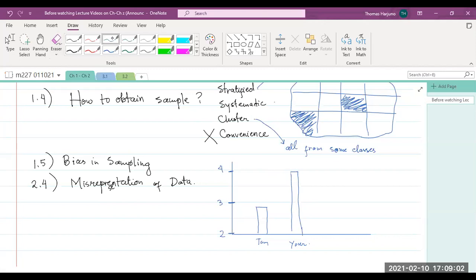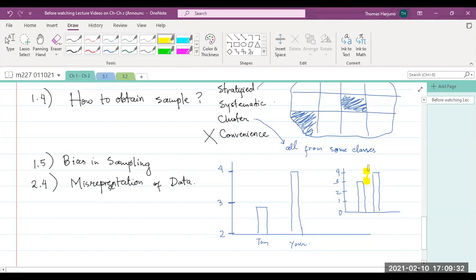Now, on the other hand, Thomas may depict it this way. I start from 0, 1, 2, 3, 4. And then Thomas's GPA is here, your GPA is here. Now you see the gap here is not that big, right? The gap here is not that big. So which is the right one? Nothing is the right one.